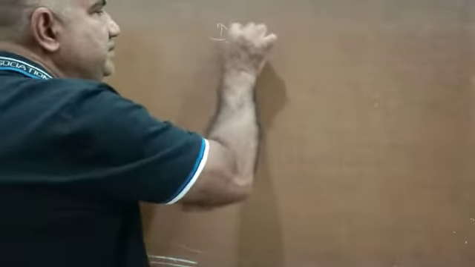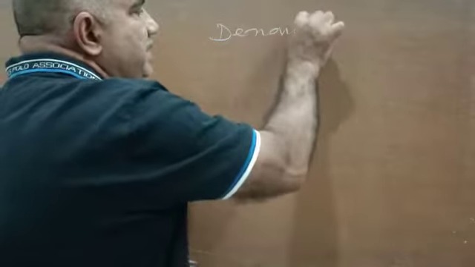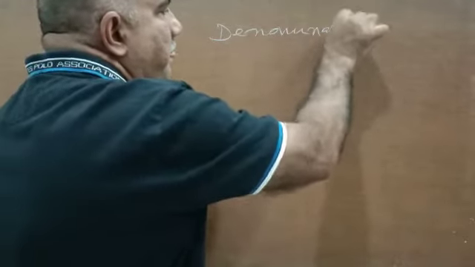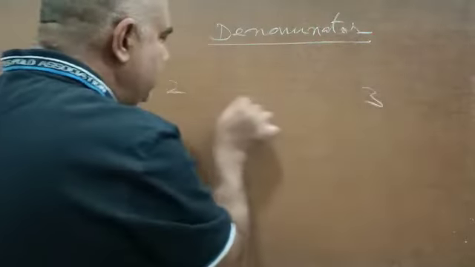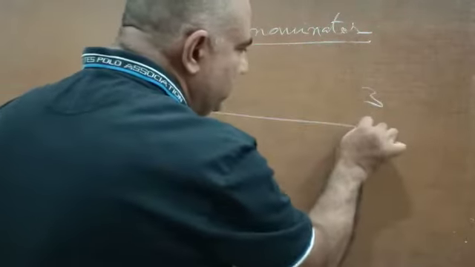Hello students, in this class of ours we are going to find out yet another method of inserting rational numbers between the given rational numbers, and this method we will call the denominator method. If I write 2 here and 3 here, and let me say this is a line, these two numbers are represented.